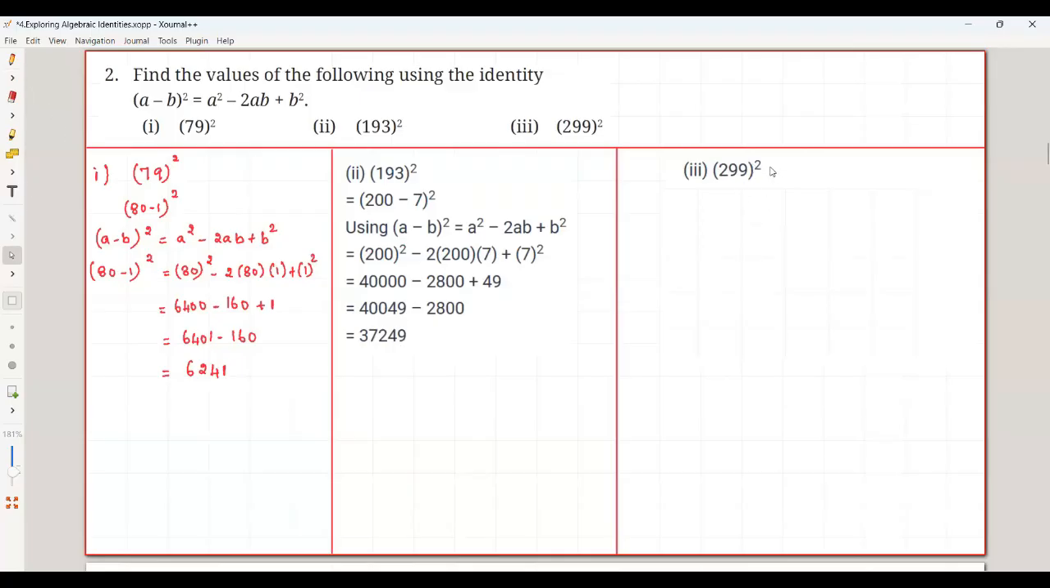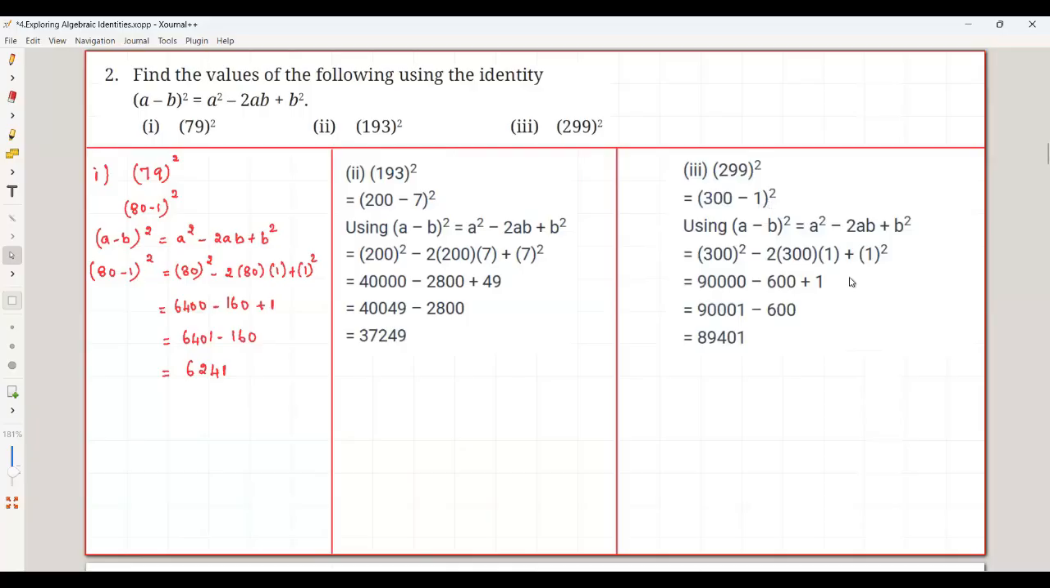Now the same way, 299 can be written as 300 minus 1. Okay, 300 minus 1 the whole square, right? Apply the same formula. Okay, expand, simplify. So you'll be getting the answer as 89,401.